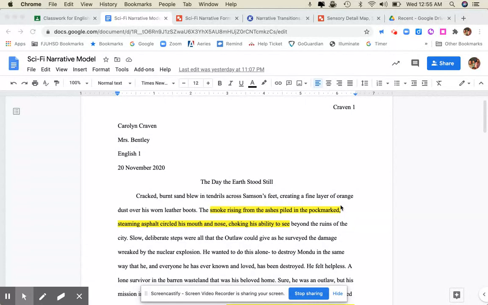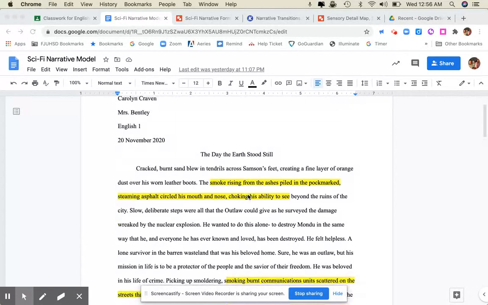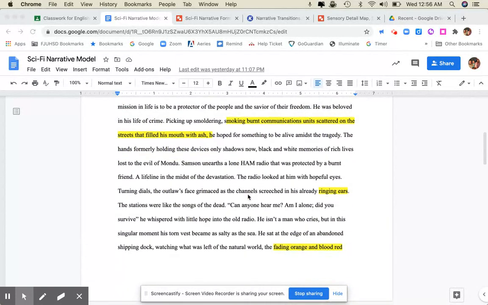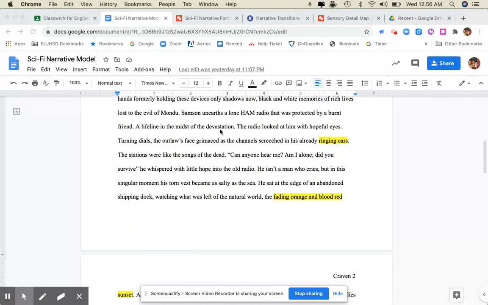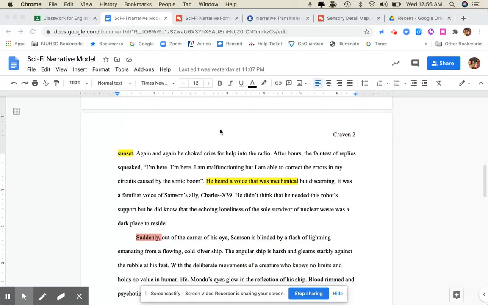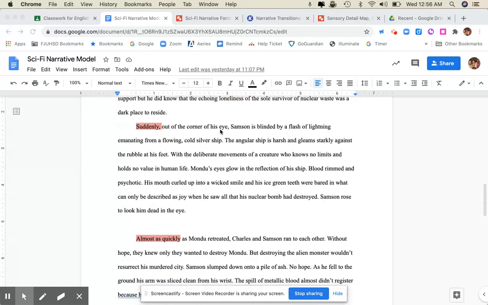So we've already talked about sensory detail, and we've already talked about the narrative form. The next piece we're going to add into our narrative as we're writing is transitions. I have written my exposition, and I have all of these sensory detail pieces that I've added, highlighted in yellow here in my exposition. Then I'm starting my body paragraphs, my rising action paragraphs.